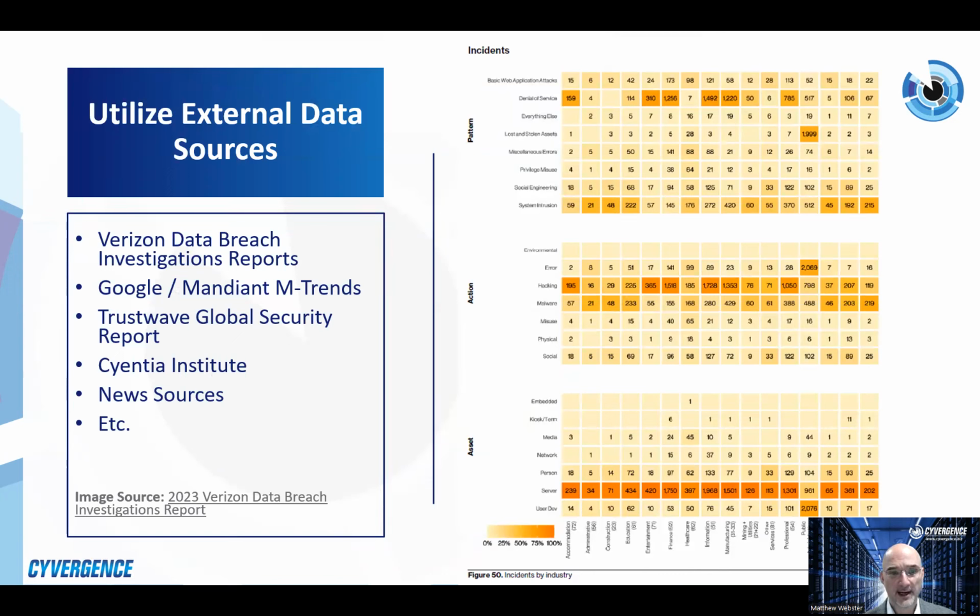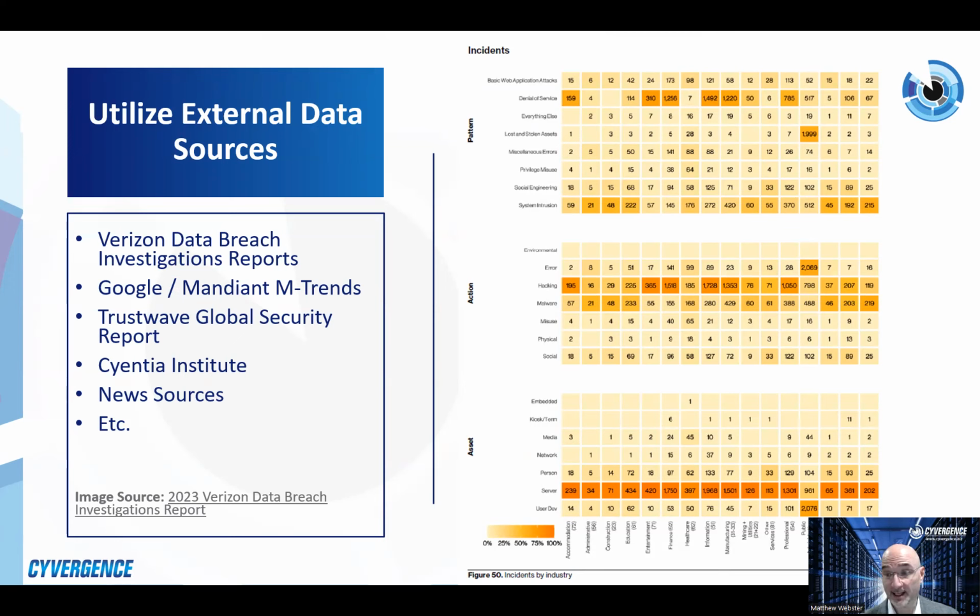Over here on the right-hand side, you're seeing a section from the 2023 Verizon Data Breach Investigations Report. This is for incidents, and it tells you some information, but pulling from different places like Trustwave or Mandiant, etc., can all have an impact on how you view the risk. So where are the greatest risks? Over on the left-hand side column within figure 50, it's the accommodations. You can see at the top it goes from pattern, below that is action, below that is asset.